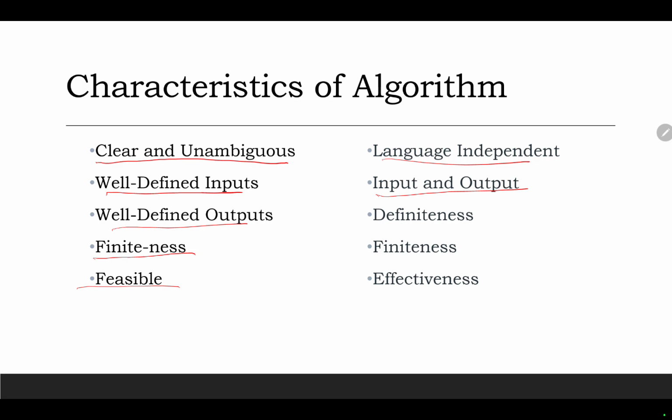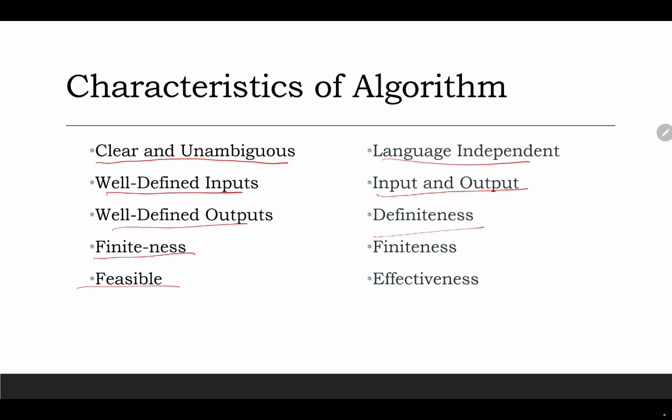The next one is input and output. An algorithm has 0 or more inputs. Each instruction that contains a fundamental operator must accept 0 or more inputs. Output means an algorithm must produce at least one output. Every instruction that has a fundamental operator must accept 0 or more inputs.